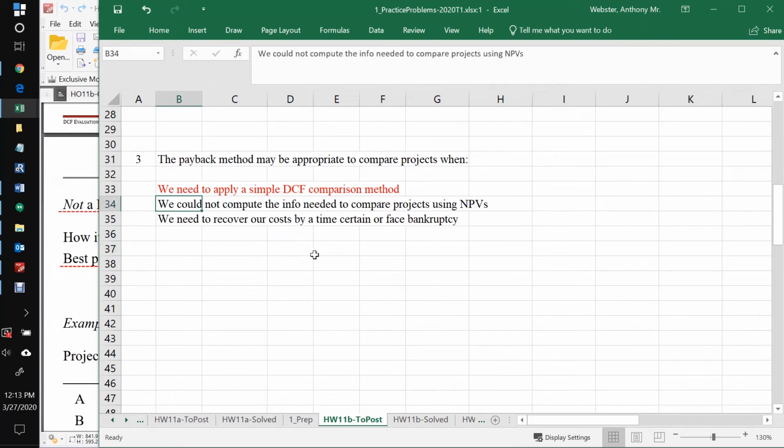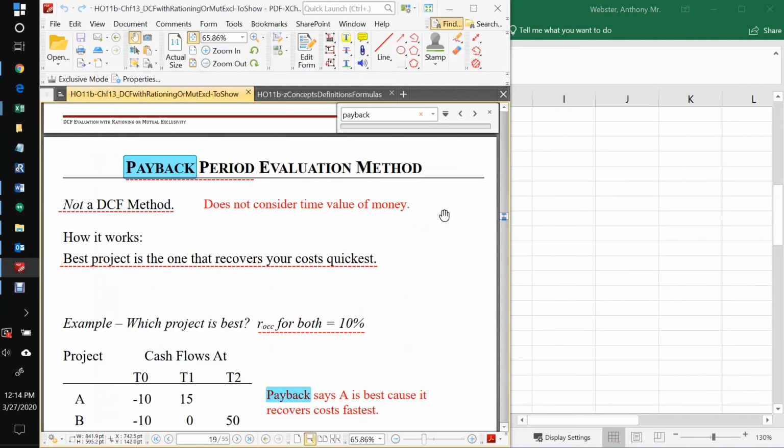Okay, we could not compute the info needed to compare projects using NPVs. I can't really imagine when that would ever be the case unless for whatever reason we couldn't estimate an opportunity cost of capital, but we can always estimate an opportunity cost of capital one way or another. So let's move on from that. Let's not make that red yet, but let's move on. We need to recover our costs by a time certain or face bankruptcy. That sort of rings a bell.